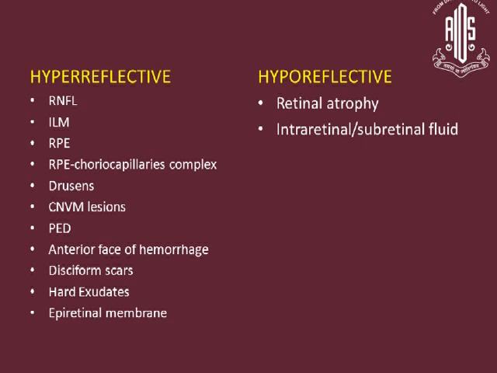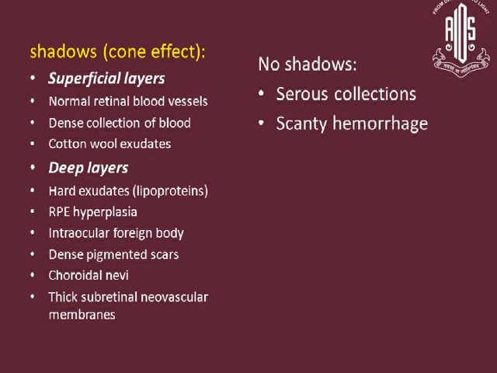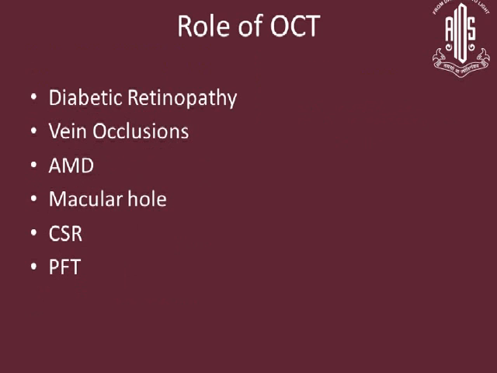So we are describing things as hyperreflective, hyporeflective, and a shadow beneath. A few layers are hyperreflective, like the normal ILM and RPE choriocapillaris complex, and in abnormal it's PED, hemorrhage, or scar, and a few hyporeflective ones to mention. And talking about the shadows, some structures produce shadows and some don't. And now coming on to the topic proper.